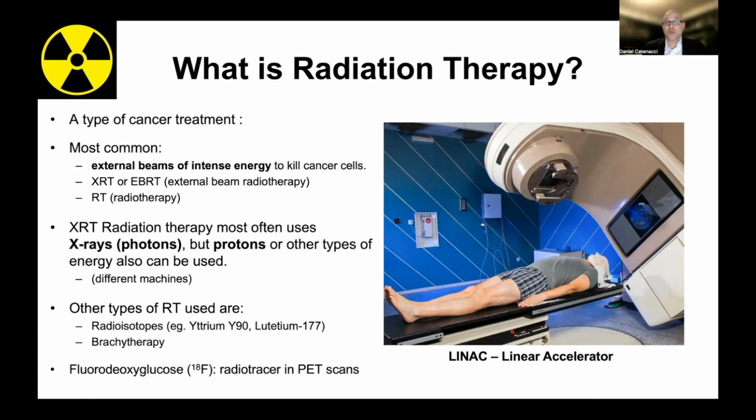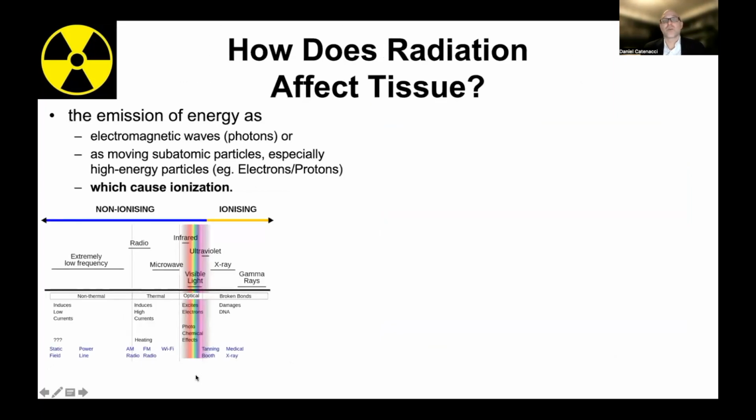In addition to actual treatment with radiation, we of course use radiation in our imaging with CAT scans and X-rays, but also radioisotopes are used for PET scans, and I'll touch on that briefly as well. So how does radiation affect our tissues?